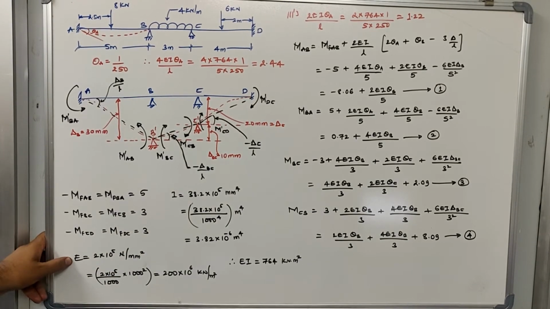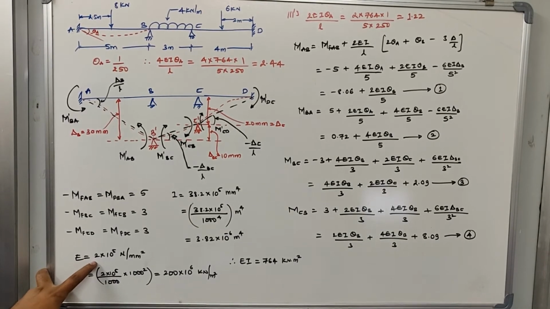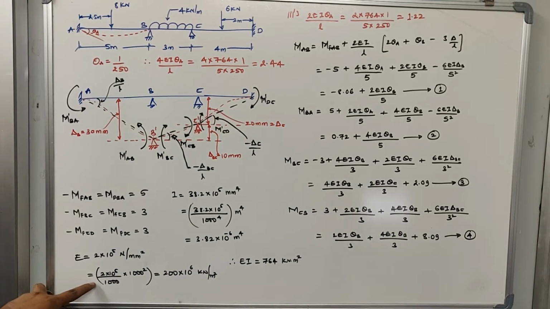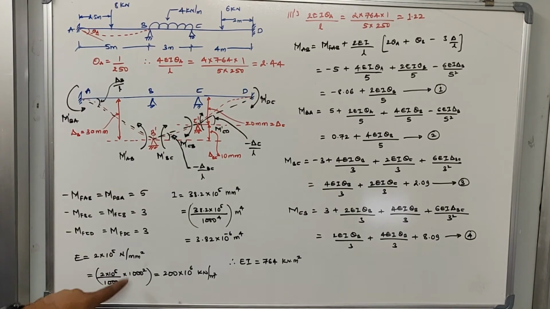Now going with the E value, E is 2 into 10 raised to 5. In order to convert this in terms of kilonewton, I have to divide by 1000. So 2 into 10 raised to 5 divided by 1000 will give you in terms of kilonewton. This is in mm square, so we need to convert this in terms of meter square. To do that, I have to multiply by 1000 square. So 2 into 10 raised to 5 divided by 1000 multiplied by 1000 square will give you the E value in terms of kilonewton per meter square. Okay, so the E value is 200 into 10 raised to 6 kilonewton per meter square.